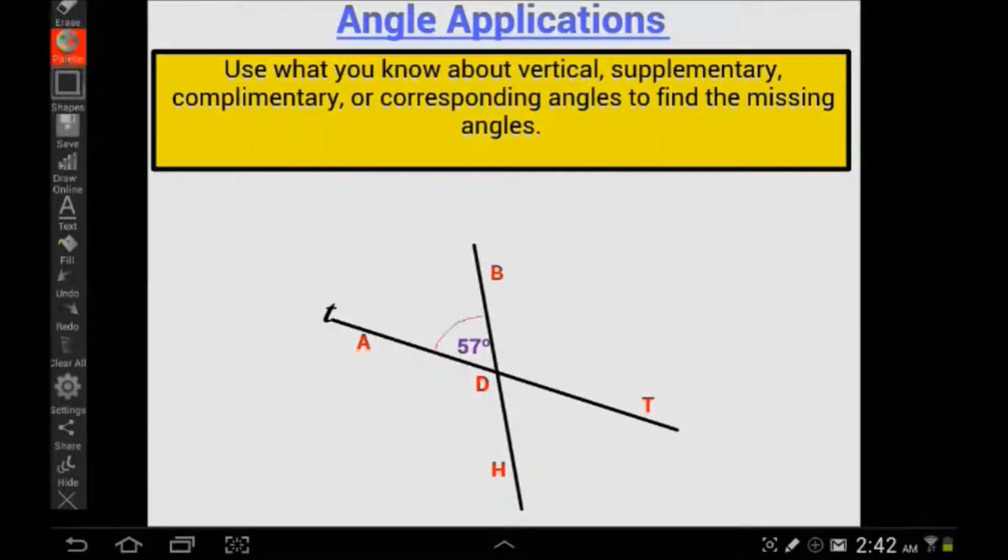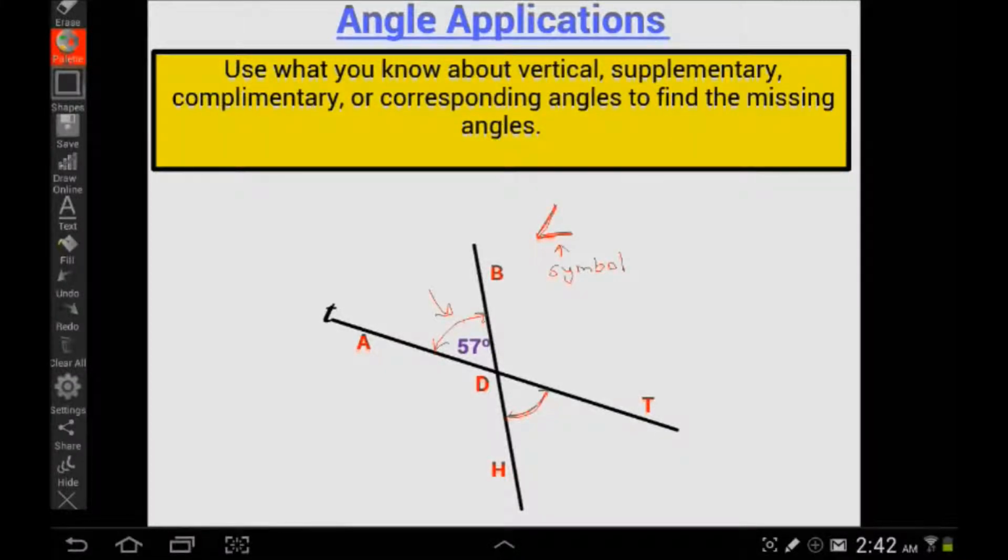Okay, so this angle right here, like I said, is 57 degrees. Now vertical angles are angles that are opposite of one another. So 57 degrees is opposite of this angle right here. Okay, now the angle that's 57 degrees, let me just kind of describe this to you. When we write down what an angle is, we use the angle symbol. That's the symbol for an angle. Whether it's acute or obtuse, we always use that symbol.